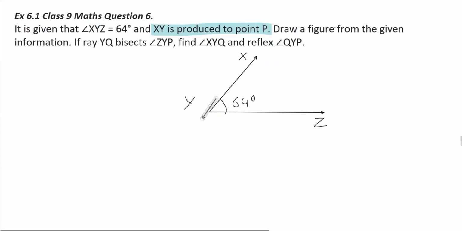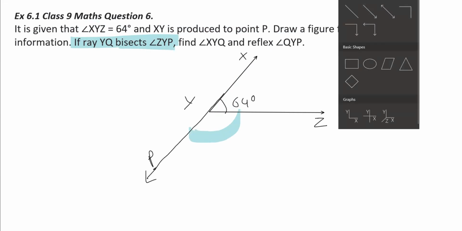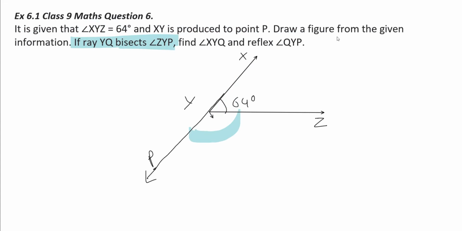I'm producing this ray XY, and it is produced to point, say P. This is a ray, so it must have an arrow end. Now they are asking us to draw the figure, and further it says that ray YQ bisects angle ZYP. This is angle ZYP, right? It is bisected by another ray, and the ray is this one.